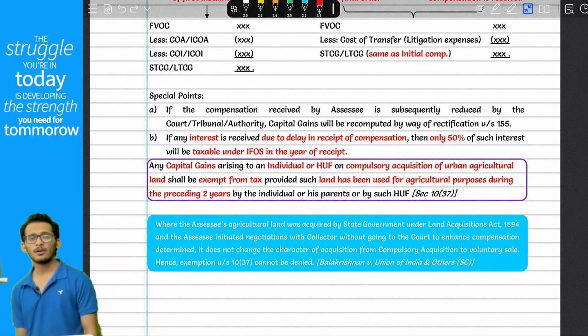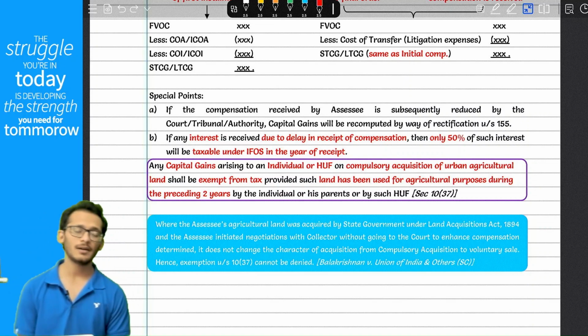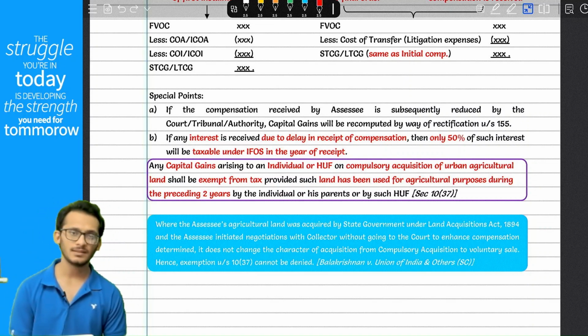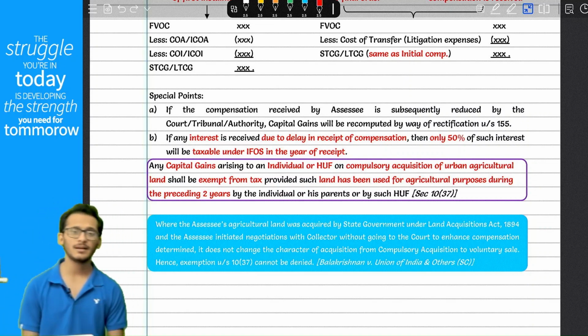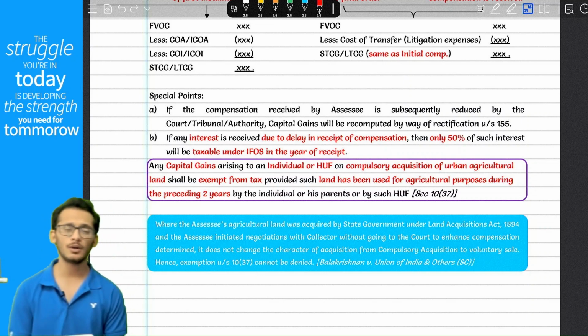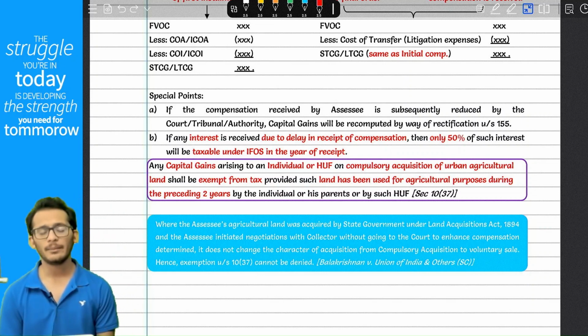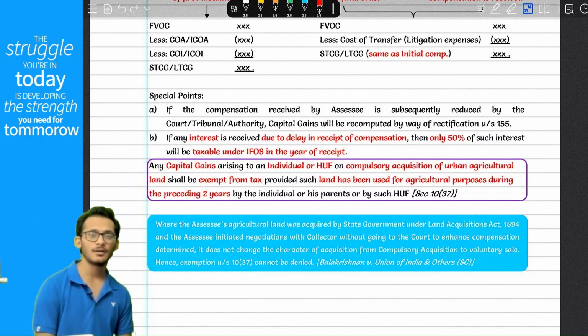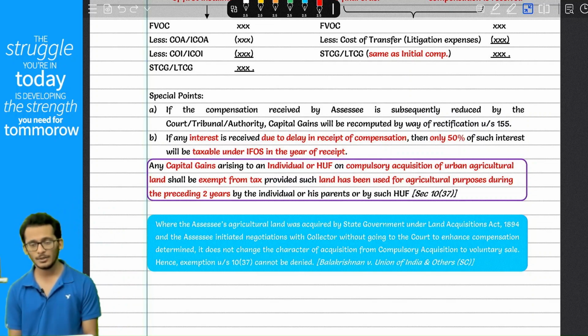Just because you do an out of court assessment, agreement or settlement, the nature of the acquisition does not change from compulsory acquisition to voluntary sale. It will continue to be compulsory acquisition, and therefore you can claim your benefits.